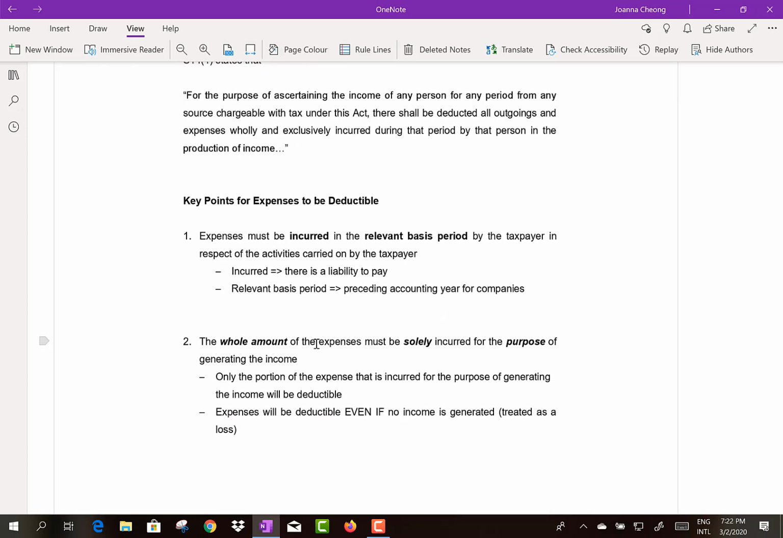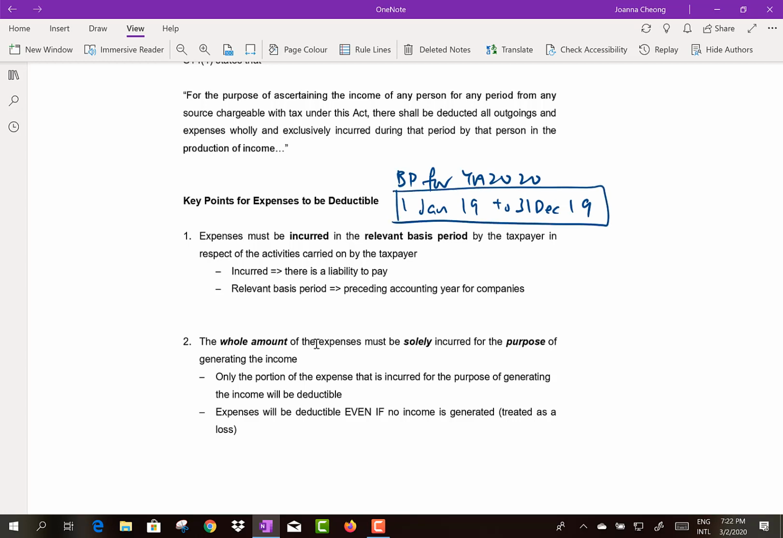Okay, now what does it mean? That means if you are looking at basis period for YA2020, and let's say this company has the December year end. December year end for YA2020, what is the basis period? First of? Yes, right, just to recap for some students. So only when you incur expenses during this period, then you will determine whether the expenses is deductible or not. So you still have to look at the basis period, all right?